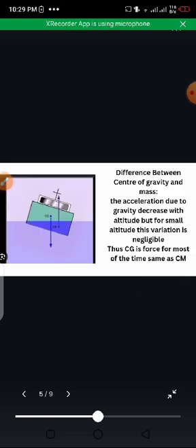Now we come to the difference between center of mass and center of gravity. Acceleration due to gravity decreases with altitude, but at some altitudes this variation is neglected. It means that at times the center of mass and center of gravity become the same. CG represents center of gravity and CM represents center of mass.